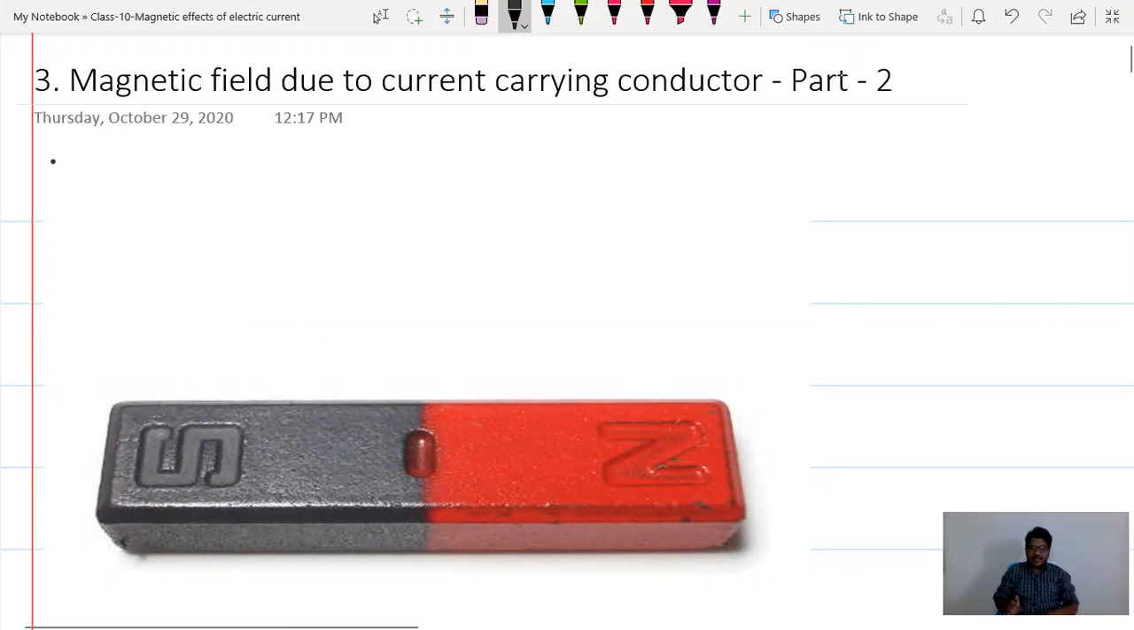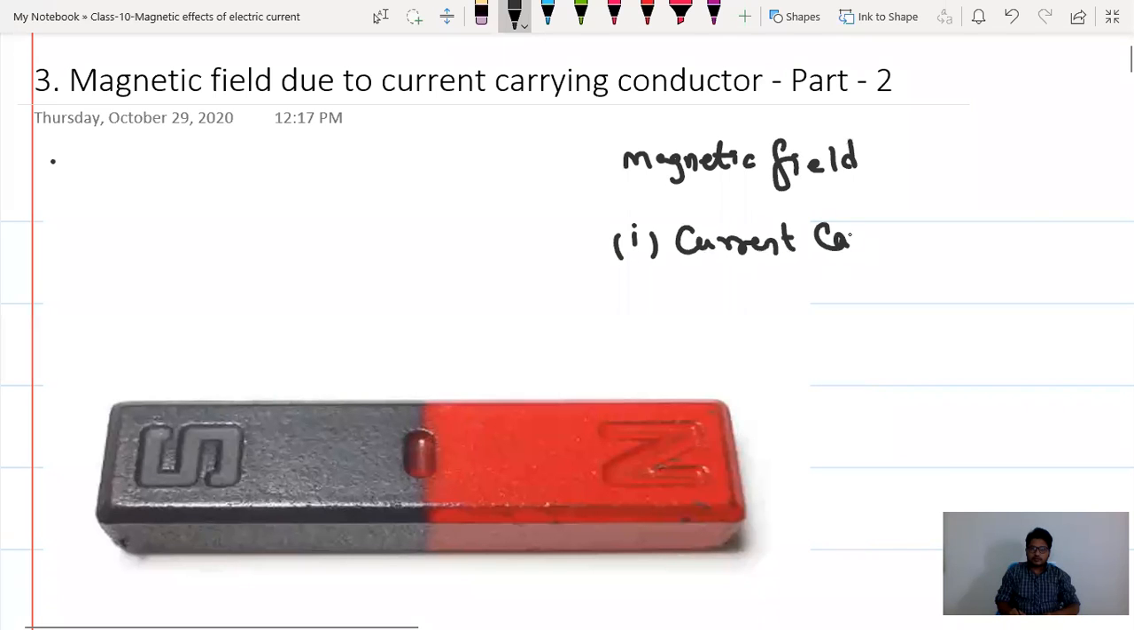So today's main agenda is to learn about magnetic field around current carrying conductor. Current carrying conductor, in the sense it is just a straight line. We are talking about a straight line wire, or straight wire, we can say.